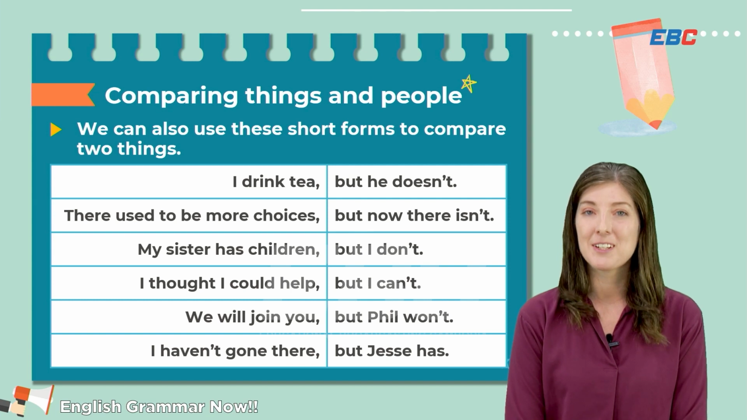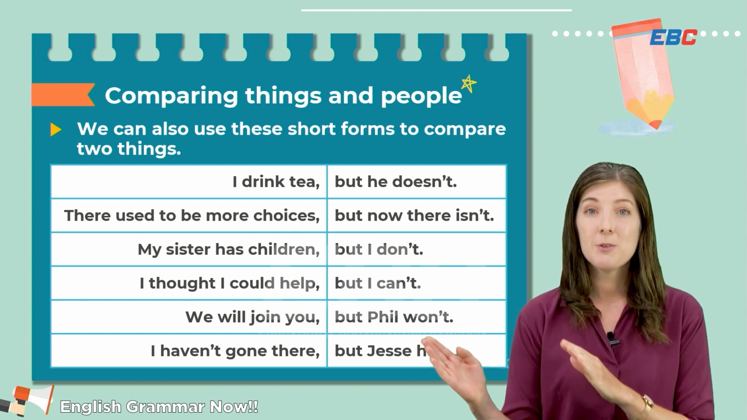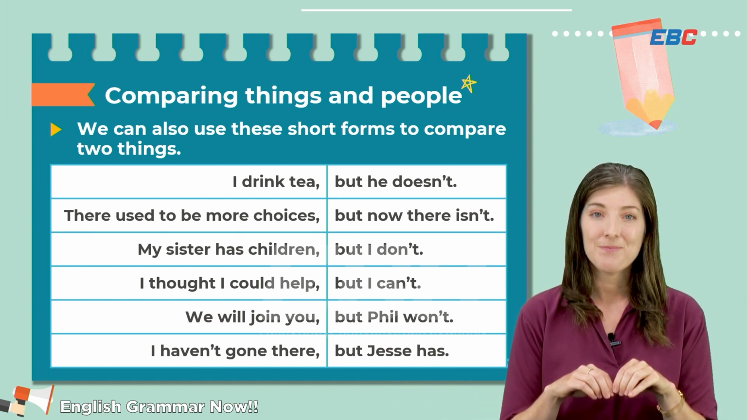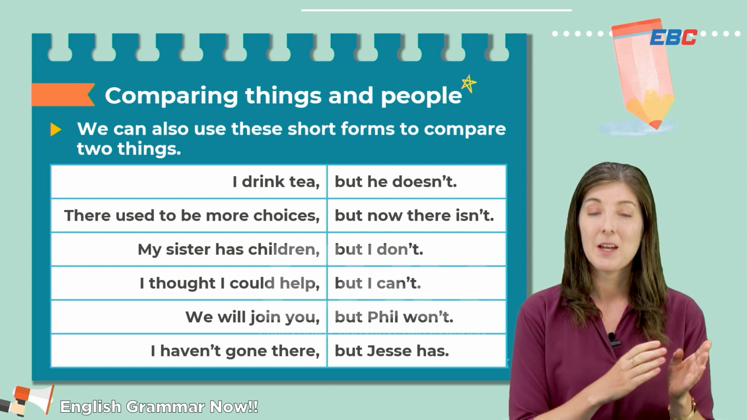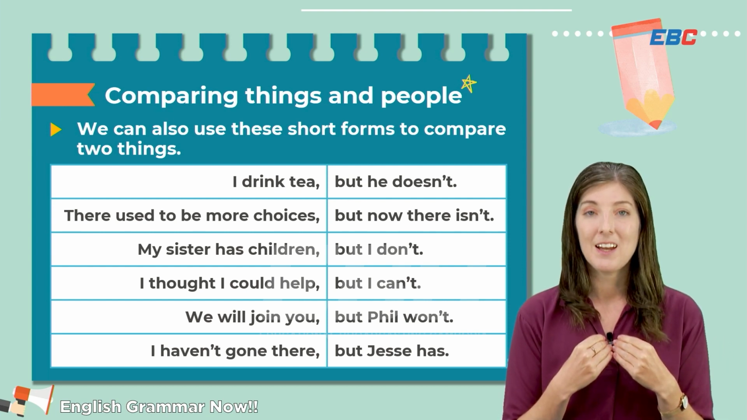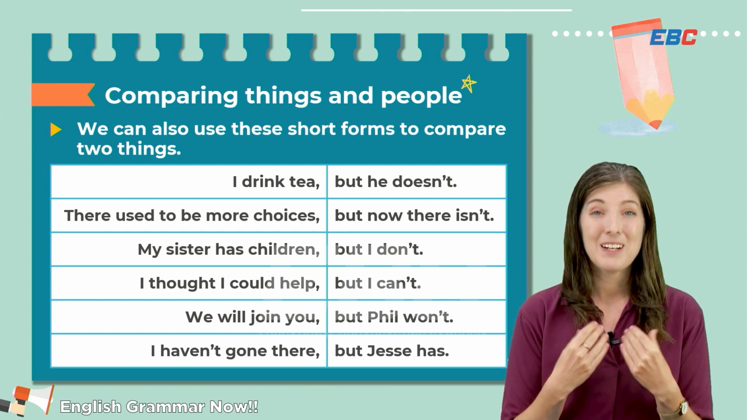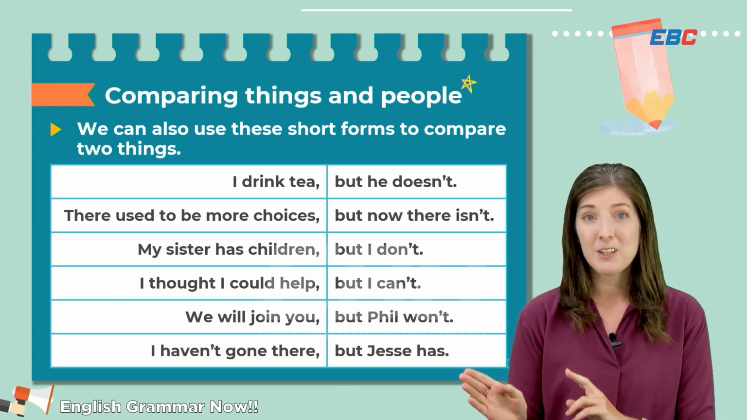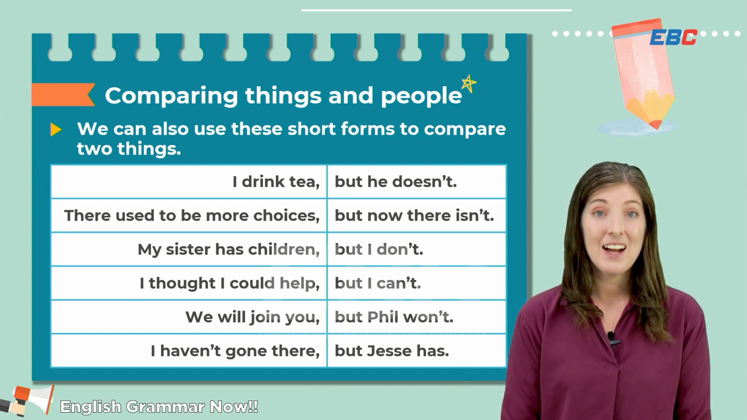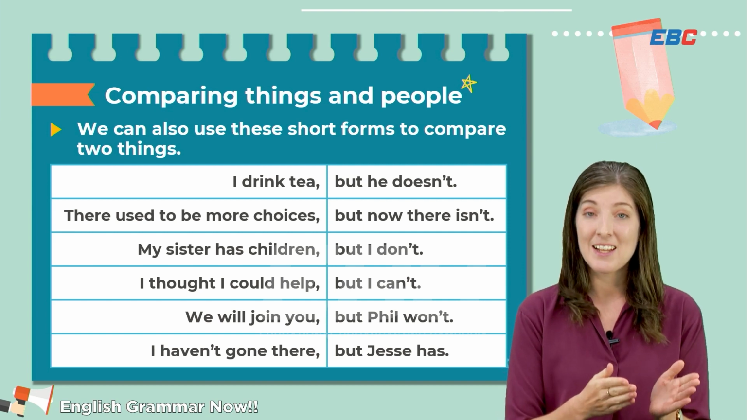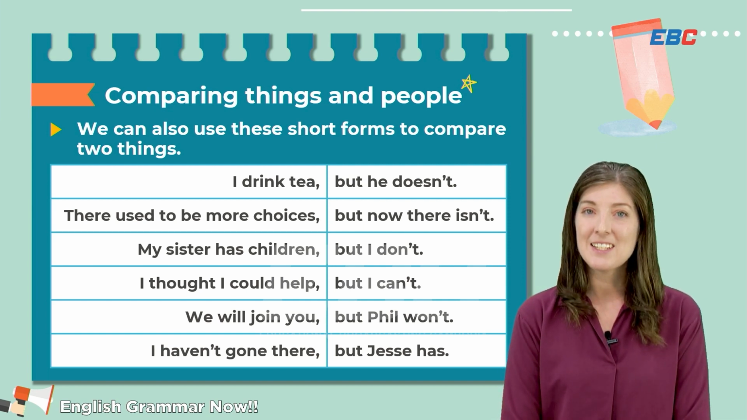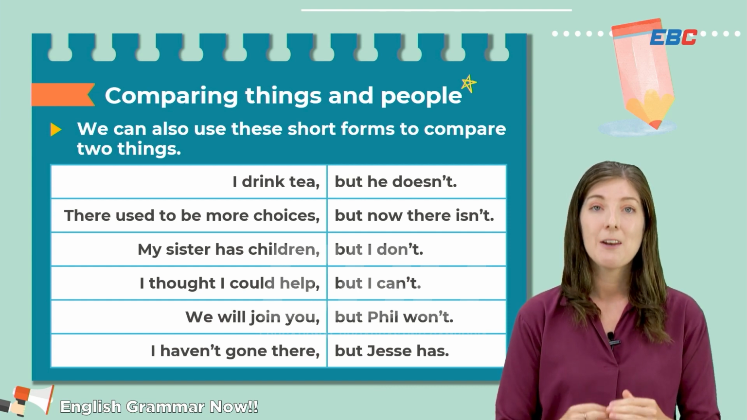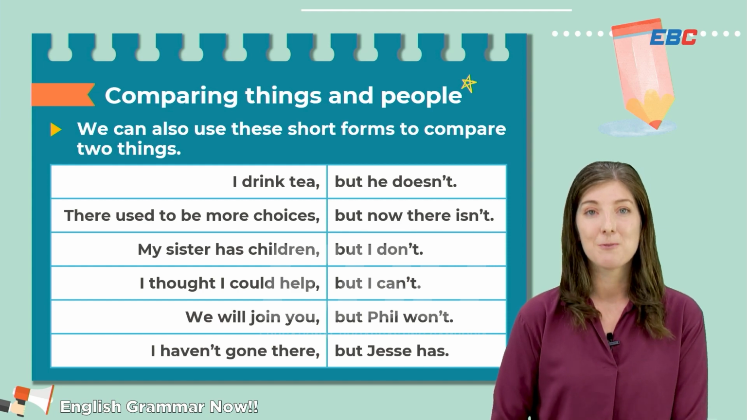Let's take a look at some other examples. There used to be more choices, but now there isn't. My sister has children, but I don't. I thought I could help, but I can't. We will join you, but Phil won't. I haven't gone there, but Jessie has. You can see in the last example that it's possible for the first part of the sentence to be negative and for the second part then to be positive.